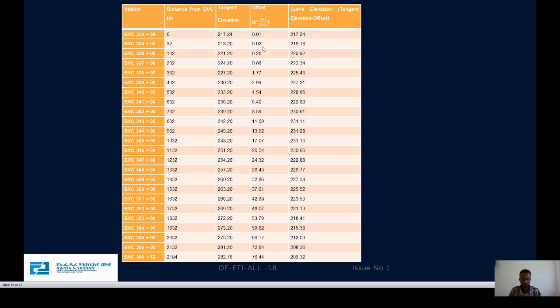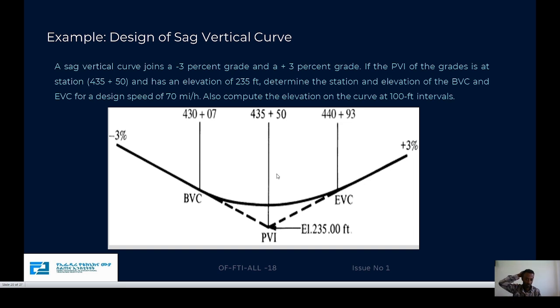For example, 218.20 minus 0.02 is 218.18. And 221.20 minus 0.28 is 220.92, like that. So we have calculated like this.